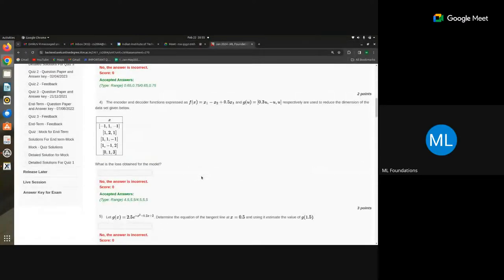So let's move towards question number 4. The encoder and decoder functions, expressed as vectors respectively, are used to reduce the dimensions of the dataset given below. So this is the dimension. Again, what kind of problem is this? Is it a supervised or unsupervised problem?